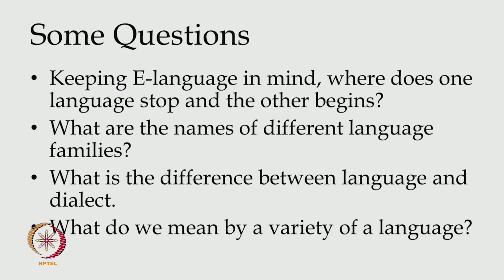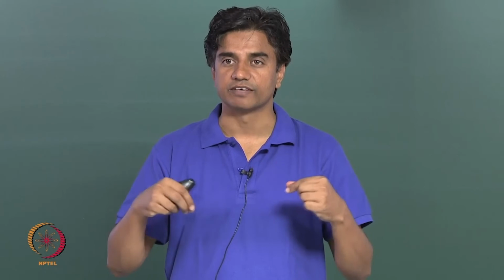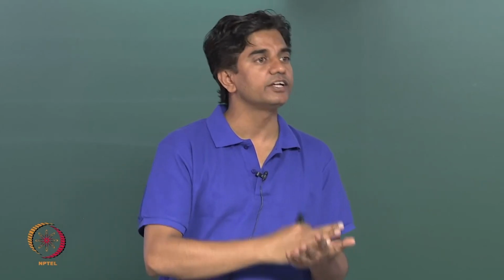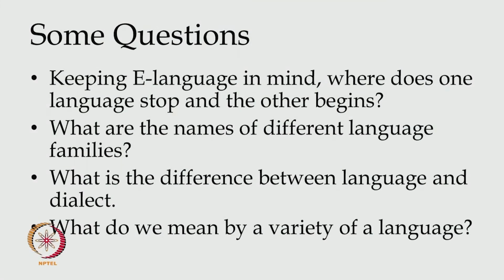Now, we have discussed some questions like these before. So, keeping E-language in mind, where does one language stop and the other begin? We have looked at that, and it could be difficult. There are overlapping areas, and those overlaps are not ordinary overlaps. Those overlaps are not inconsequential. They have huge consequences in defining language or understanding language either as a phenomenon of the human mind or as a phenomenon of society. We'll keep looking at them as well. We want to look at today, where we didn't get to spend a little bit of time, language and dialect.